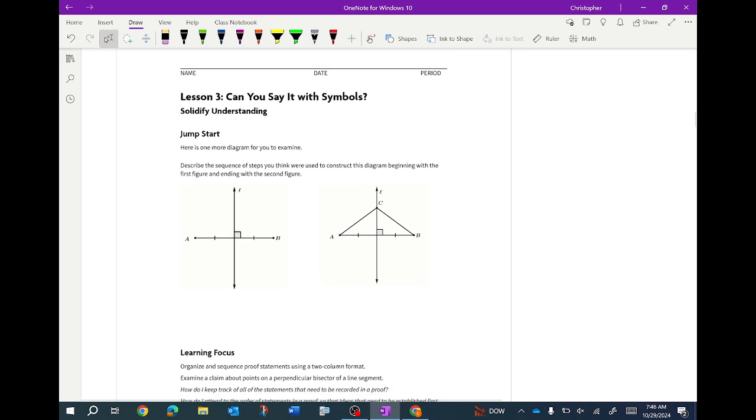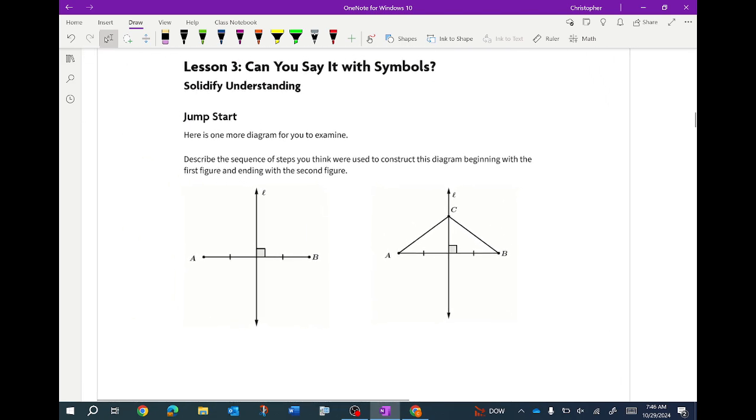And the first thing I'd like you to do is take a look at this jump start. We have two figures here, one on the left, one on the right. Notice the difference between the two. What I'd like you to do is to jot down first briefly how we get figure 1, and then how do we get from figure 1 to figure 2? So go ahead and pause this video and work on that for a few moments. And when you're ready, go ahead and start the video and we'll go through the solution.